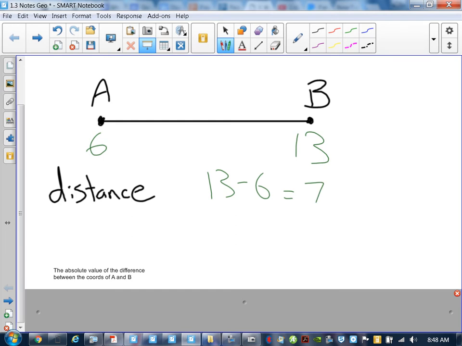Now, it doesn't change if I put this around it. Remember what those uprights stand for? Absolute value. Absolute value stands for distance from 0. Now, your distance is never going to be negative. So that's why we have it set up with that.